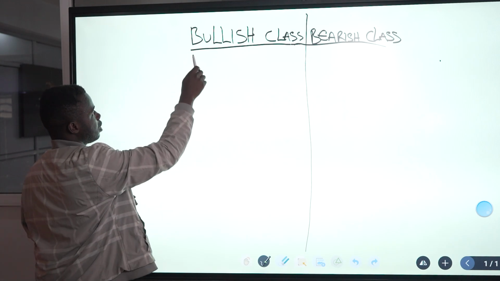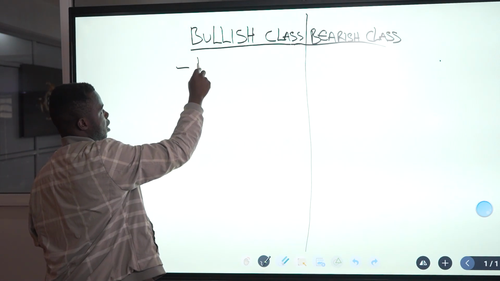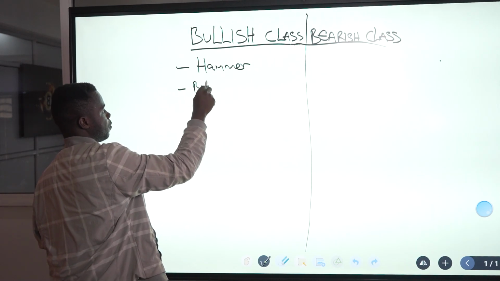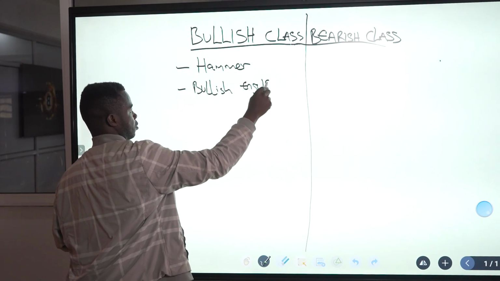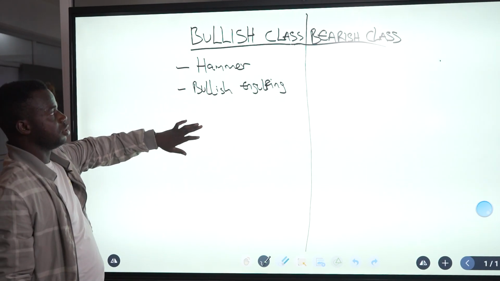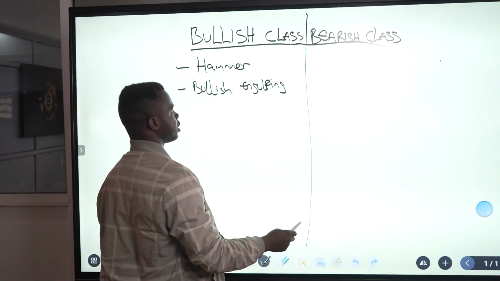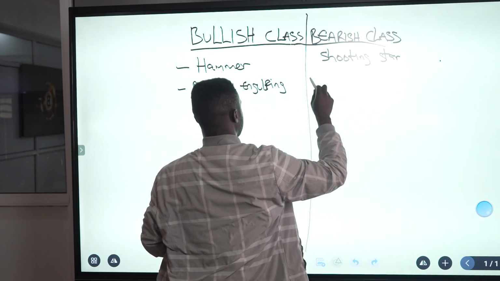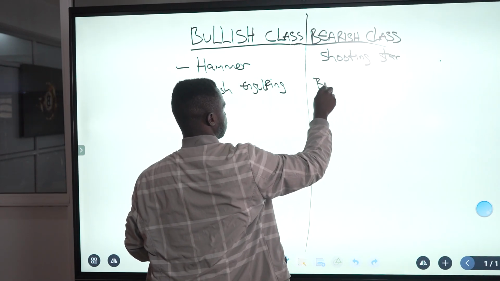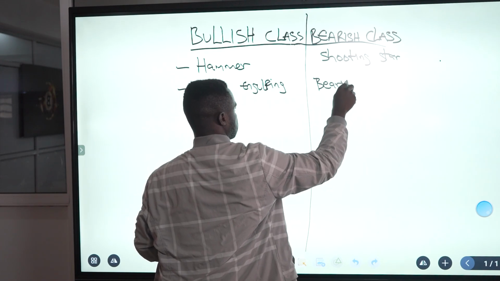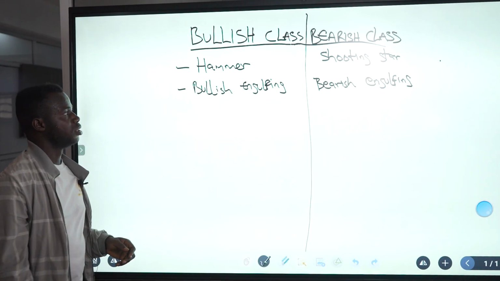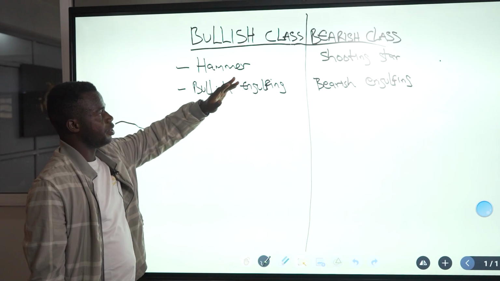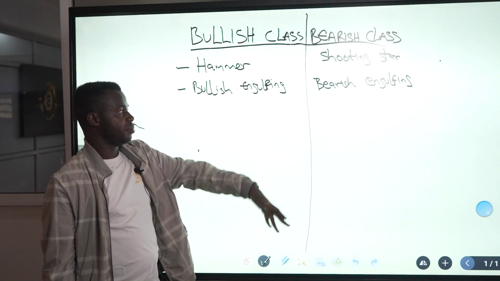Okay, so under the bullish class, we have the hammer and the bullish engulfing. Then, under the bearish class, we have the shooting star and the bearish engulfing. So for the bullish class, we have the hammer and the bullish engulfing. For the bearish class, we have the shooting star and the bearish engulfing.